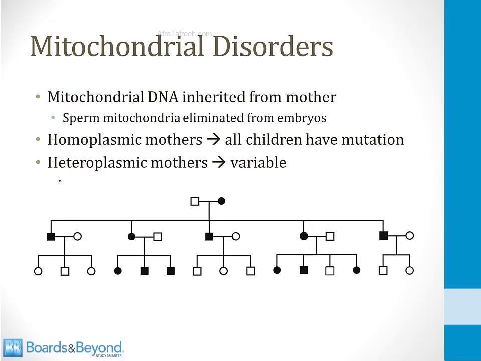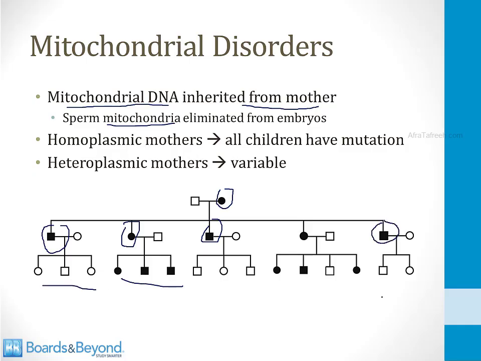Shown on the screen is an example of what a mitochondrial disorder pedigree could look like. In order to understand this pedigree, you need to appreciate that all of our mitochondrial DNA is inherited from our mothers. Sperm mitochondria is eliminated from embryos, and we only get genes for our mitochondria from our mothers. Therefore, if you look at this pedigree, you can see that a mother passes on the disease to her children, as in this example at the top. You can also see this mother here passing it on to her children. But note that affected fathers never pass it on to any of their children.